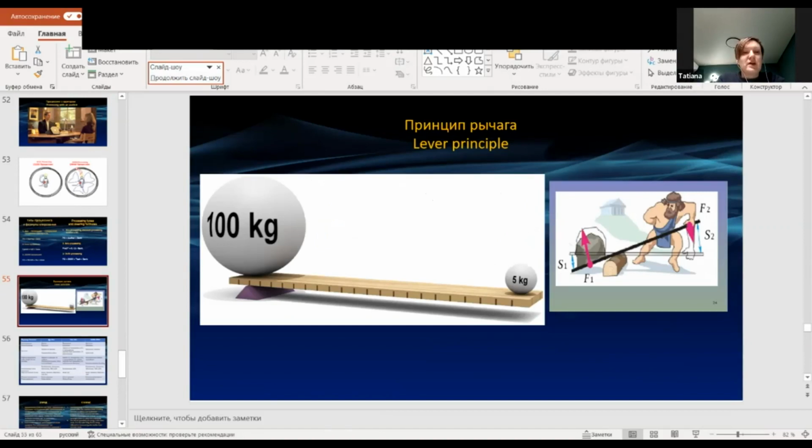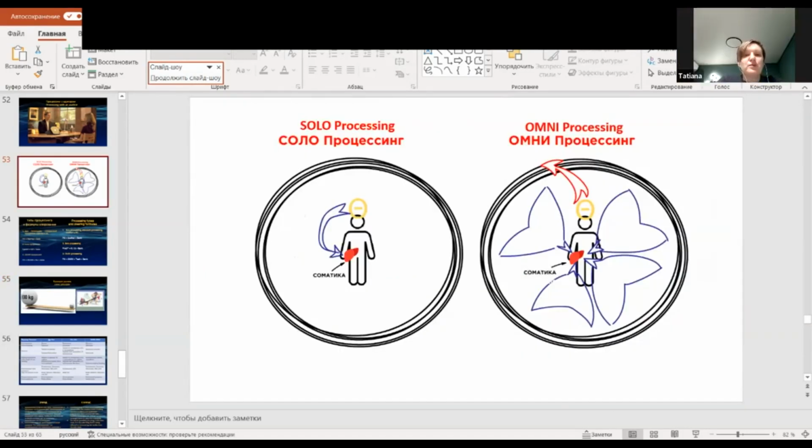In physics, there is the lever principle. You can use a little load and a big distance to lift a heavy load. So in ONMI, we're using the lever of 10 multiplied by 10 to the 40th degree units of static to uncreate a mass. And as a result, mental masses disappear instantly. Often, people doing ONMI processing get into solo processing, and they're trying to look at the mental mass as themselves. That's the reason why some of the people who are trying to do ONMI processing do not get results. They start to look at somatics or masses themselves instead of intending statics to that.